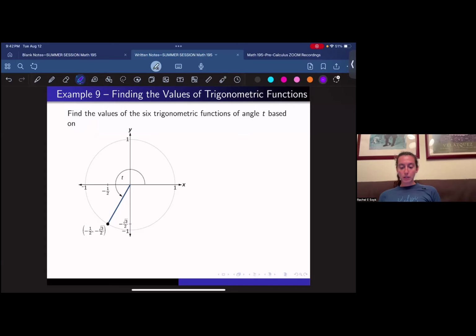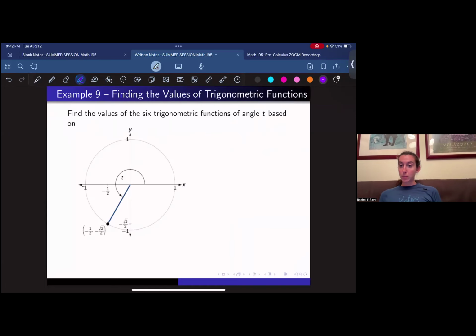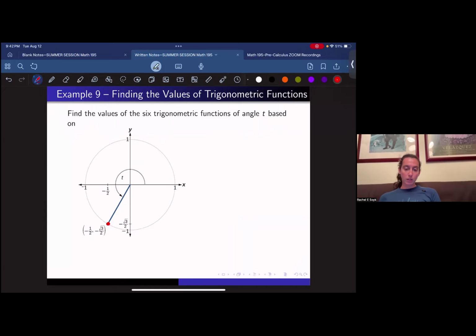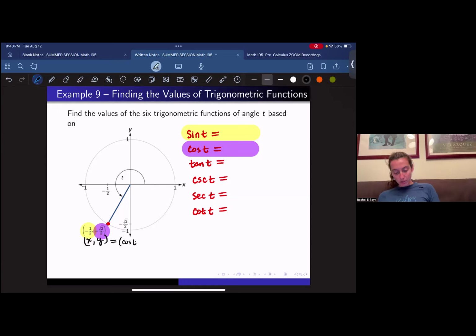Let's tackle, I believe, one last example from this section before we jump into our chapter 8. We're asked to find the values of our 6 trig functions based off of our angle t. And I'll write out our 6 trig right now to save time. So I wrote them all out. And again, think back to our polar coordinates. This is our x value, this is our y. Well, our yellow is the same as our cosine of t.